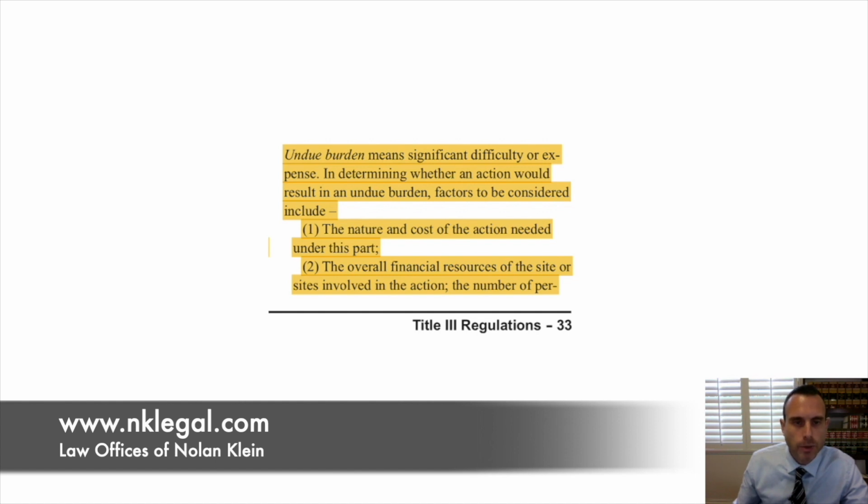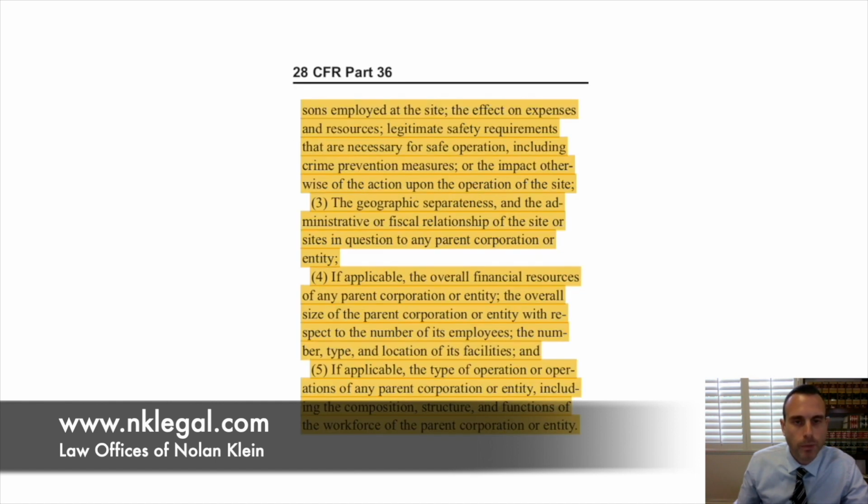Okay, now what is undue burden? Of course, if it's an undue burden, the auxiliary aid or service does not have to be provided. Undue burden means significant difficulty or expense. In determining whether an action would result in an undue burden, factors to be considered include the nature and cost of the action needed, the overall financial resources of the site involved in the action, the number of persons employed at the site, and this goes on. It's almost like readily achievable, right? You have to look at the finances and the wherewithal generally of the business that is being asked to provide the auxiliary aid and service.